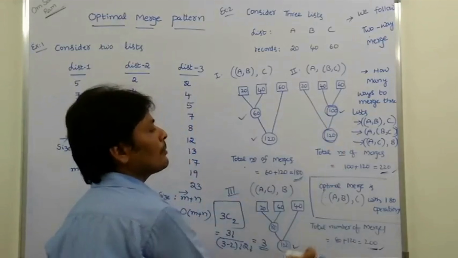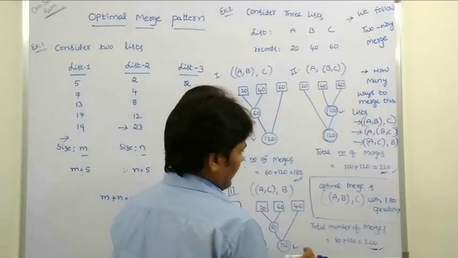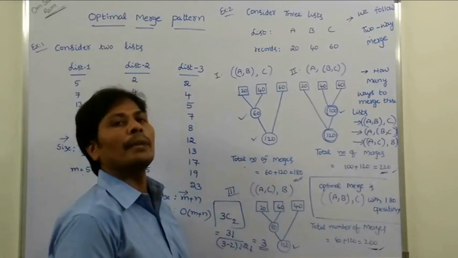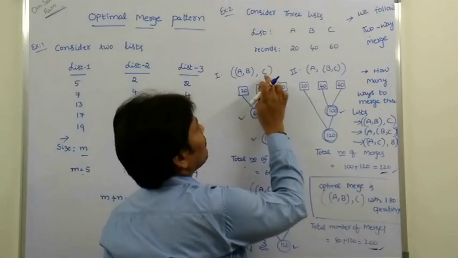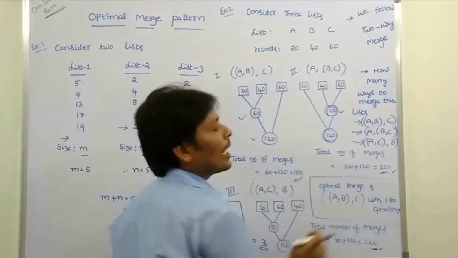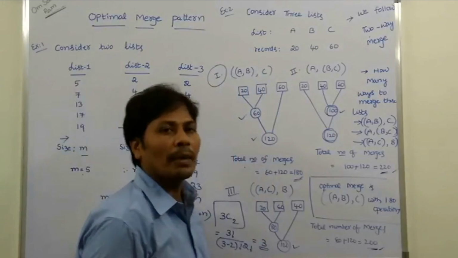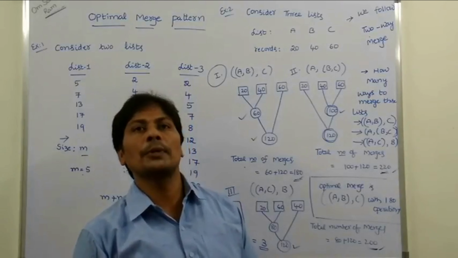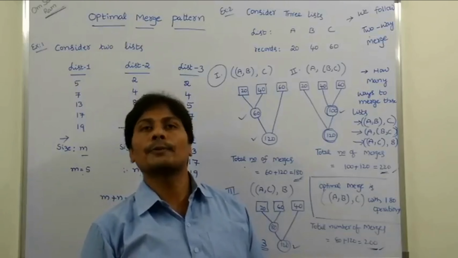Among these three feasible solutions, solution 1 contains the minimum number of merge operations. That is, A comma B is merged with C, with 180 merge operations. So solution 1 can be treated as the optimal solution. In this way we have to find the optimal solution when the problem contains 3 lists.